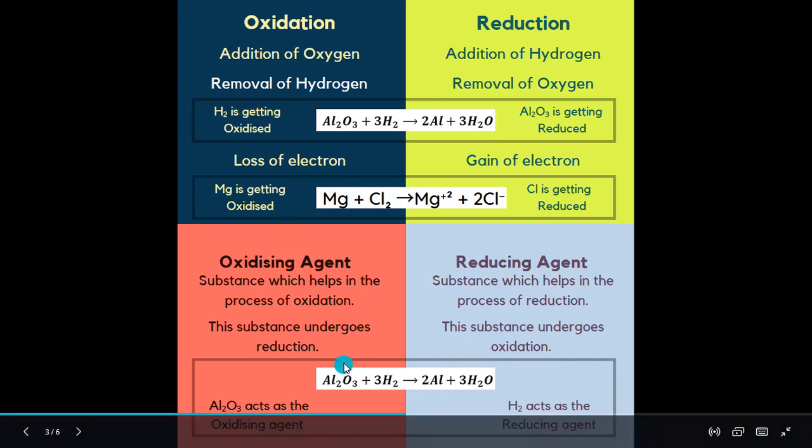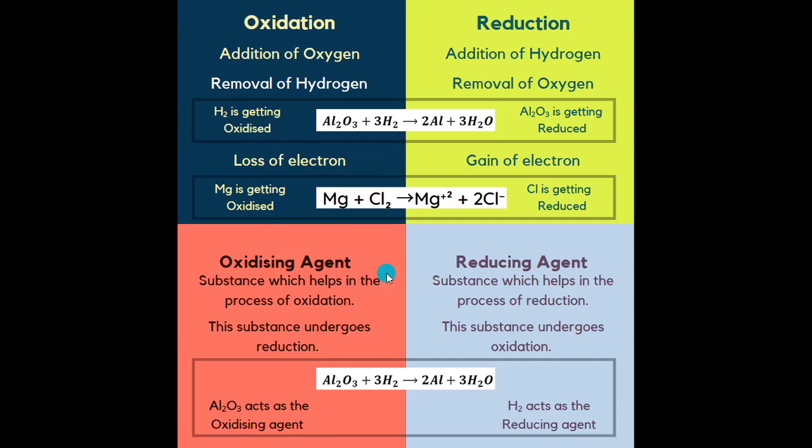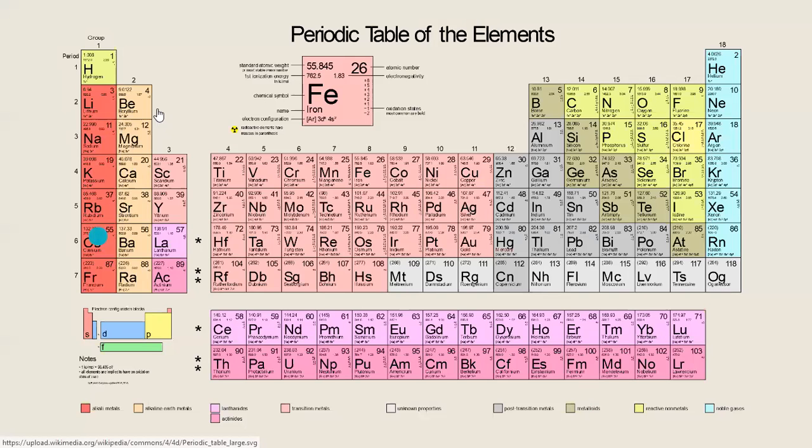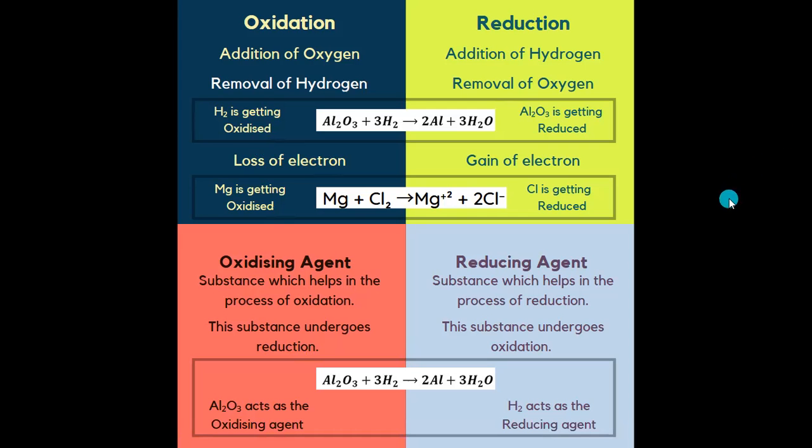And in this particular reaction, aluminium oxide is acting as an oxidizing agent because it itself underwent the process of reduction, whereas hydrogen undergoes the process of oxidation. And so it's a good reducing agent. So our elements of group 1 and 2 are good reducing agents because they themselves get oxidized, whereas our elements of groups 16, 17 and all, they're good oxidizing agents because they themselves get reduced.